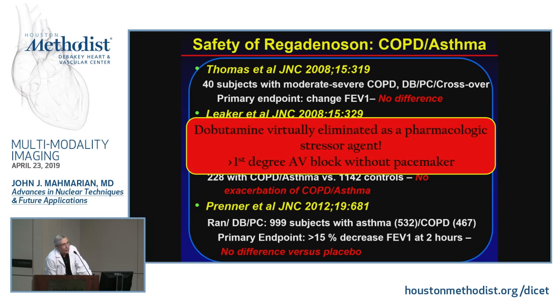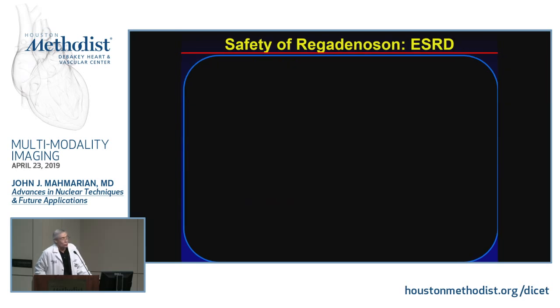And in this regard now, dobutamine has been virtually eliminated as a stressor agent in our lab and across the country, where it's only used when patients have greater than first-degree AV block and have no pacemaker. And that's important to remember because, even though regadenoson has a very low affinity for the A1 receptor, which causes heart block, it was never studied in patients who had heart block, because most of the pivotal trials were adenosine versus regadenoson, and adenosine is contraindicated in anyone with greater than first-degree block. So we do not give it in these kinds of patients. That's the only real indication for using dobutamine at this time in nuclear cardiology.